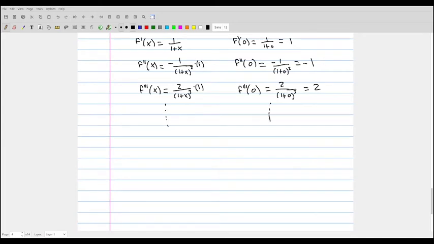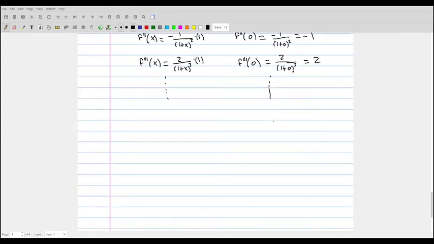So the pattern is not as straightforward. We want to get an idea of what's going on here, so let's do one more derivative. The fourth derivative, f quadruple prime of this function at x, is going to be equal to -2 times 3 over 1 plus x to the 4th, times 1 from the chain rule. So at 0, f quadruple prime at 0 ends up being negative 2 times 3, or negative 6.